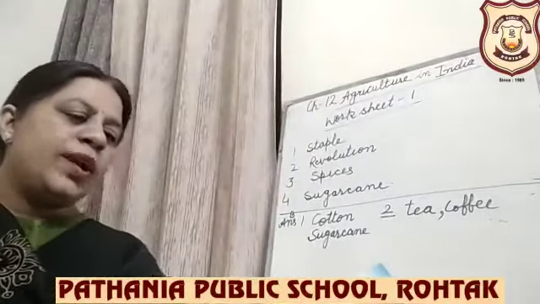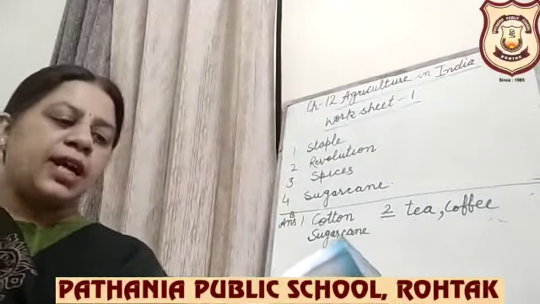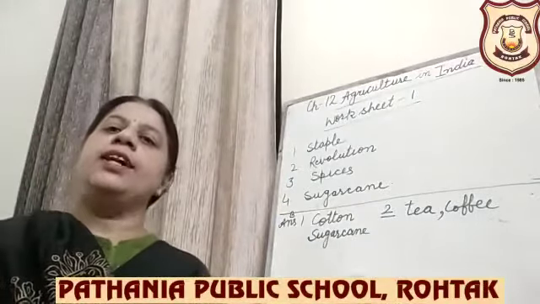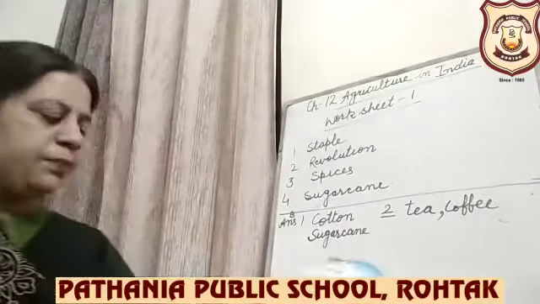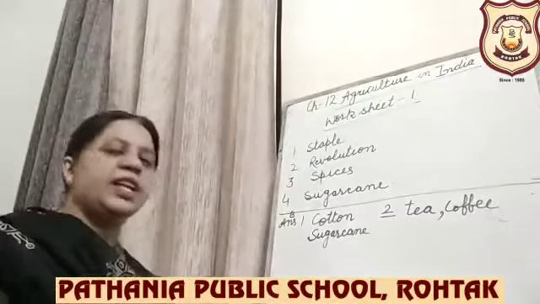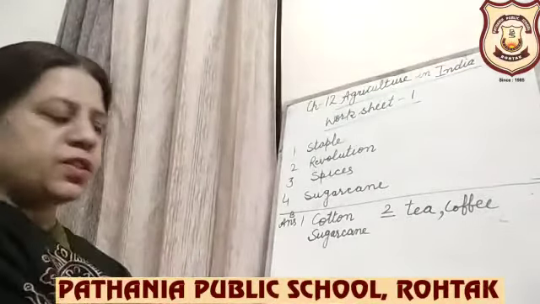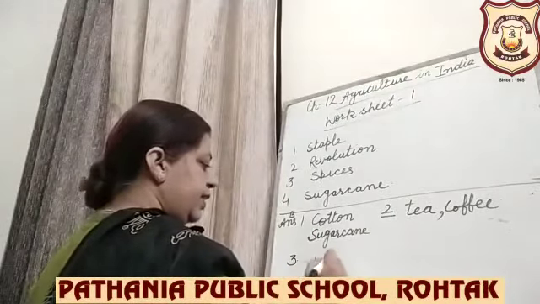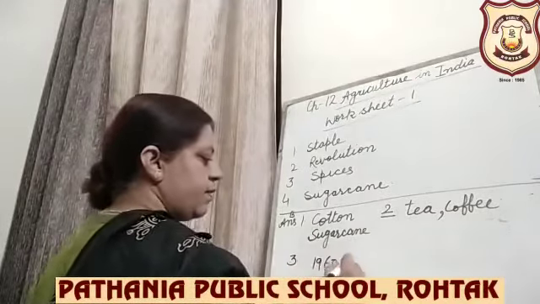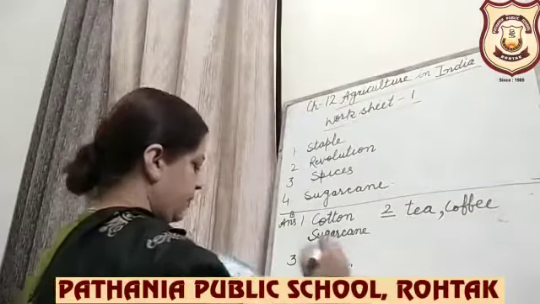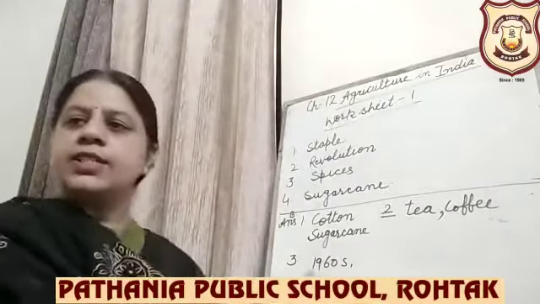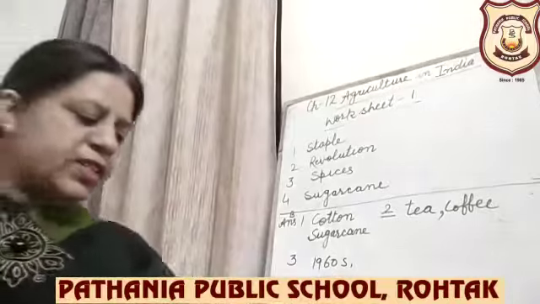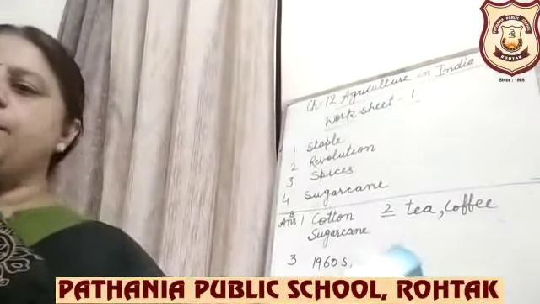Next is, when was the Green Revolution started? That was started in the 1960s. Okay. So, the Green Revolution in India was first introduced in 1960. So, answer number 3, 1960s. Okay, children. So, next is, you just see the map.